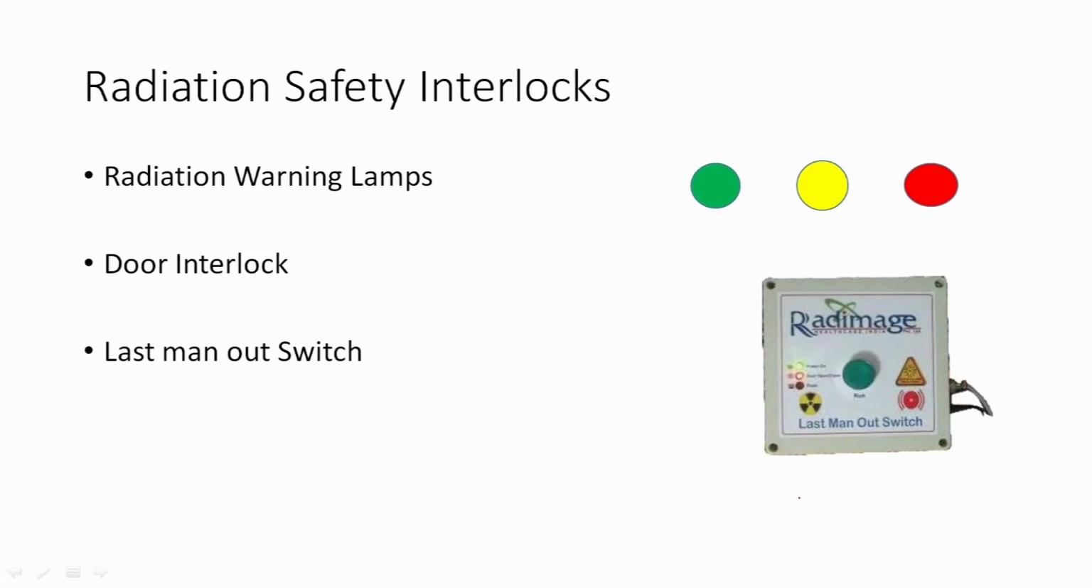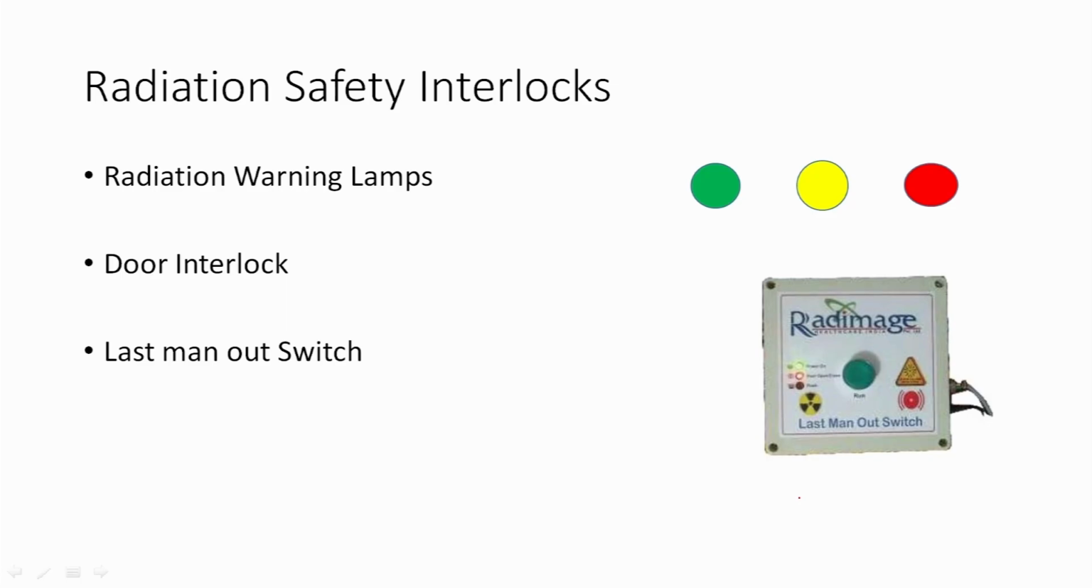So in this lecture we are going to deal with the various kinds of radiation safety interlocks, the radiation safety installations, the requirements of radiation safety installations and the radiation emergencies. In radiation safety interlocks, generally there are three types.